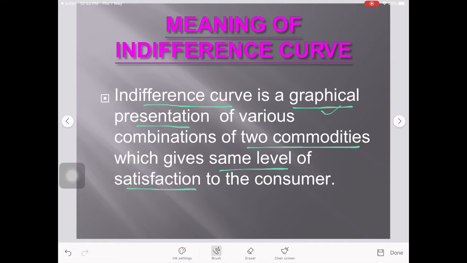It is a graphical presentation. So indifference curve is a graphical presentation of various combinations of two commodities. That means two commodities are consumed by the consumer, and each combination gives the same level of satisfaction to the consumer. Afterwards, we will take the example of dairy milk and pork. In that example, we will understand the meaning of indifference curve in detail.